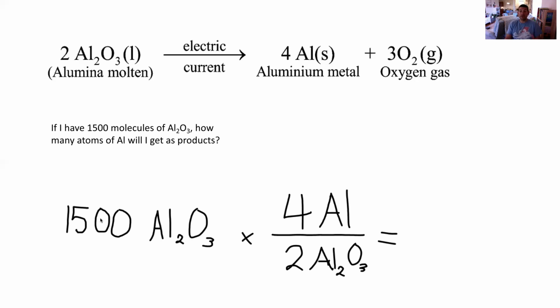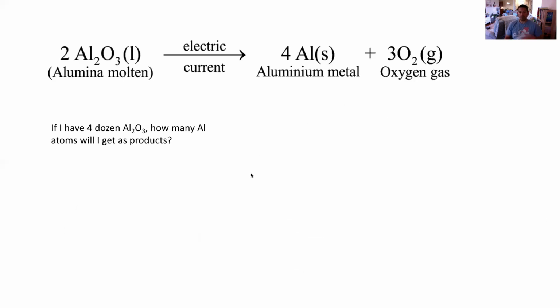Now this is where a calculator is going to be handy. So you're going to want a calculator for this entire unit. 1,500 times 4 is going to give me 6,000. 6,000 divided by 2 is going to give me 3,000. And look at this. The given substance, aluminum oxide, gets canceled out, which is why I want to label my answer 3,000 Al, just like how it appeared in the balanced reaction. All right, so we can use individual molecules. That's totally fair.